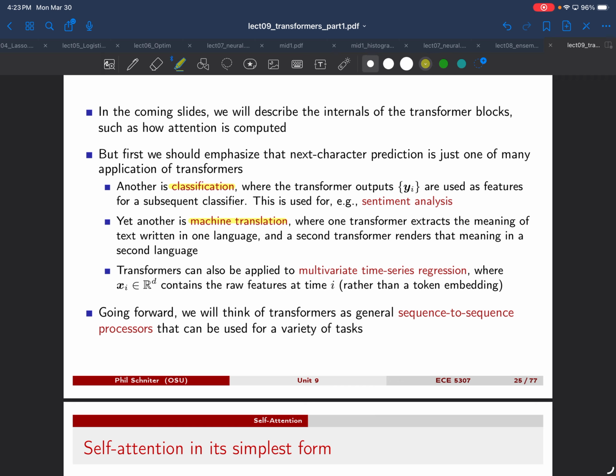And then another application is maybe you're not working with language at all. Maybe you just have a multivariate time series. So you just have a sequence of vectors evolving through time, stock market data or whatever it is, and you want to predict forward in time, one step. You can use transformers for that too. It doesn't need to be about language. You can use attention for that too. So as we go forward, we'll see examples of these, and we'll think of transformers as general sequence-to-sequence processors rather than focusing only on next character prediction.